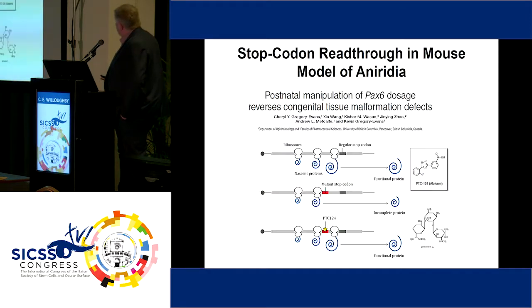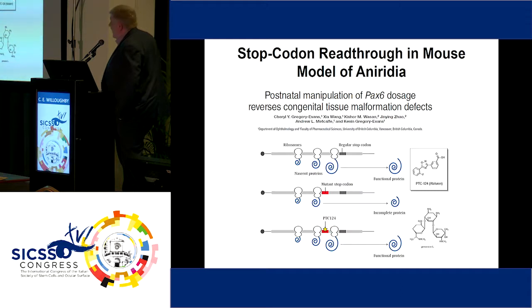So one way to override that nonsense mediated decay, or to stop the production of protein. So here's a normal messenger RNA being made into a protein. And when you've got this stop codon, it doesn't get made into a protein. So there are drugs that will prevent nonsense mediated decay.